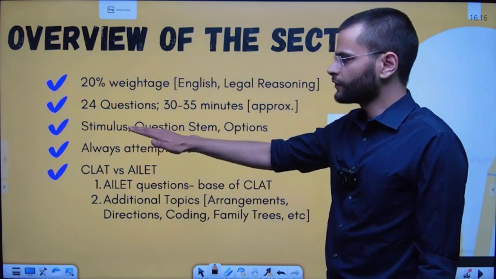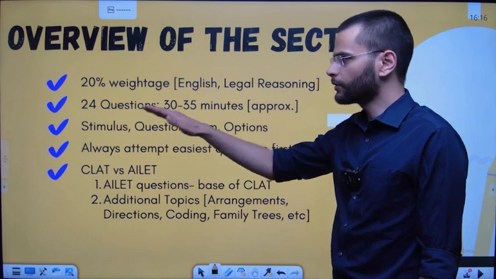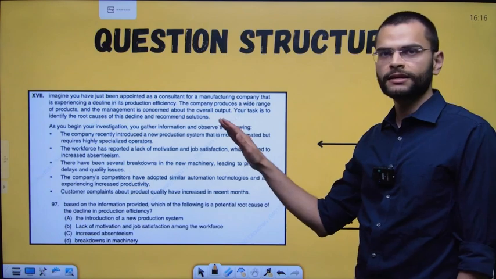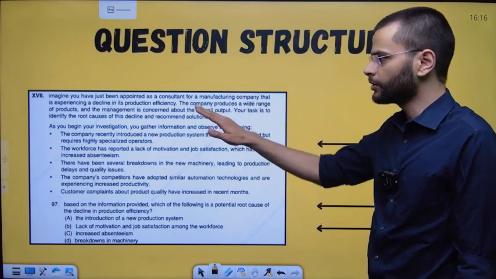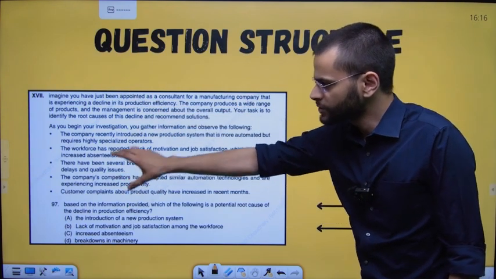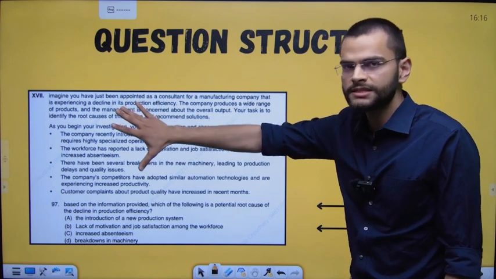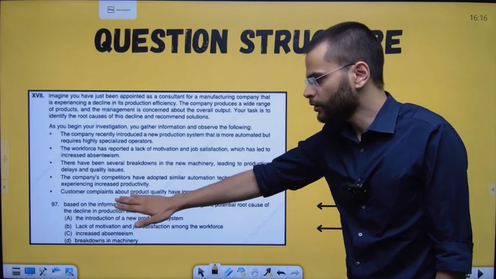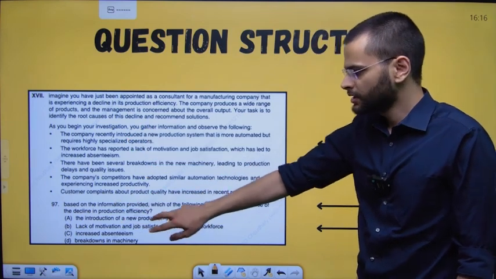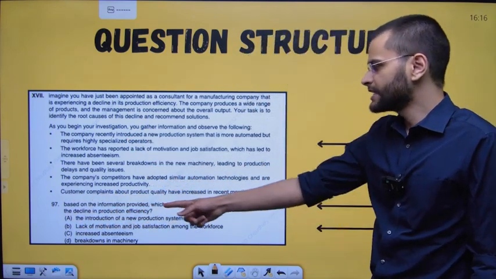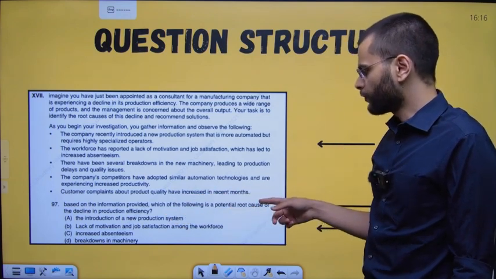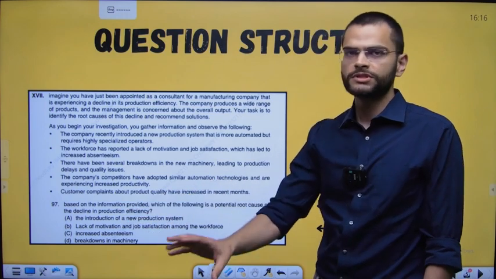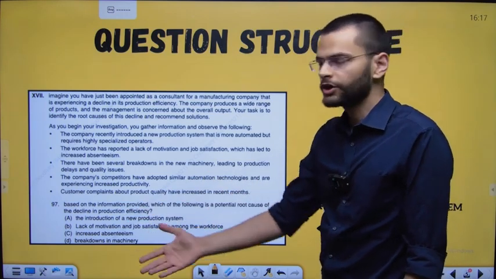The typical structure of a critical reasoning question is broken down into 3 things. This is how the critical reasoning question will appear in your CLAT paper. So this part, a big passage will come. This is called the stimulus. So you'll have to read through this passage. Then on the basis of that, there will be 6 questions. This initial part, "Based on the information provided, which of the following is a potential root cause of the decline in production efficiency?" becomes the question stem. And then the options are there.